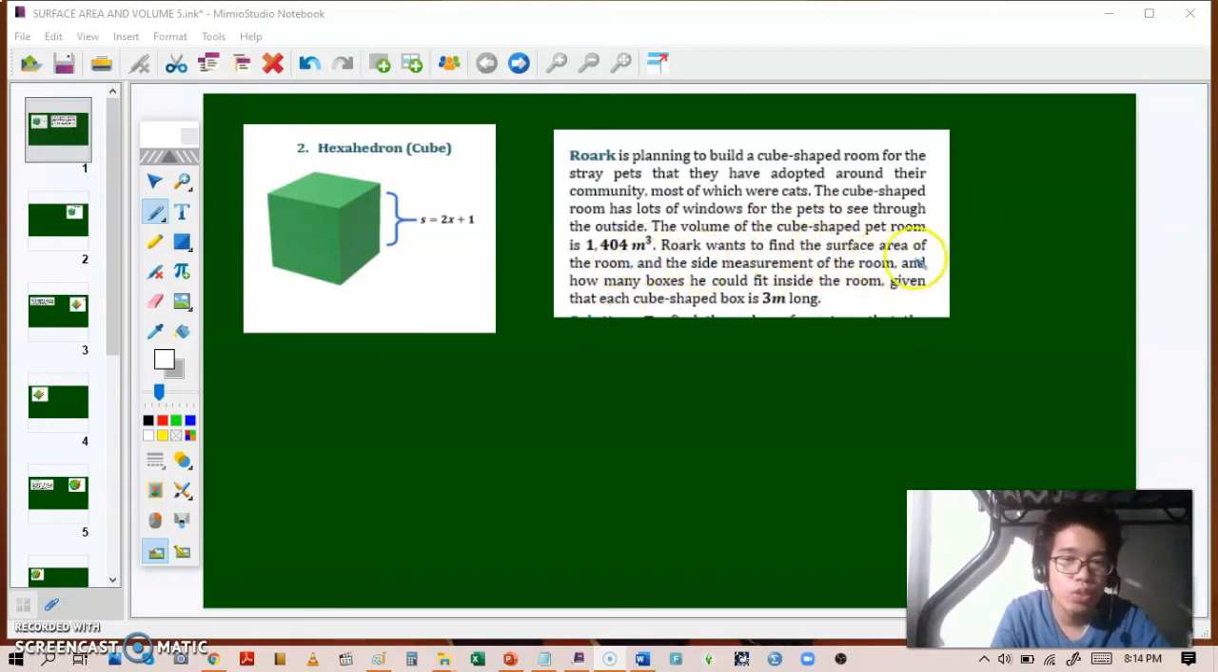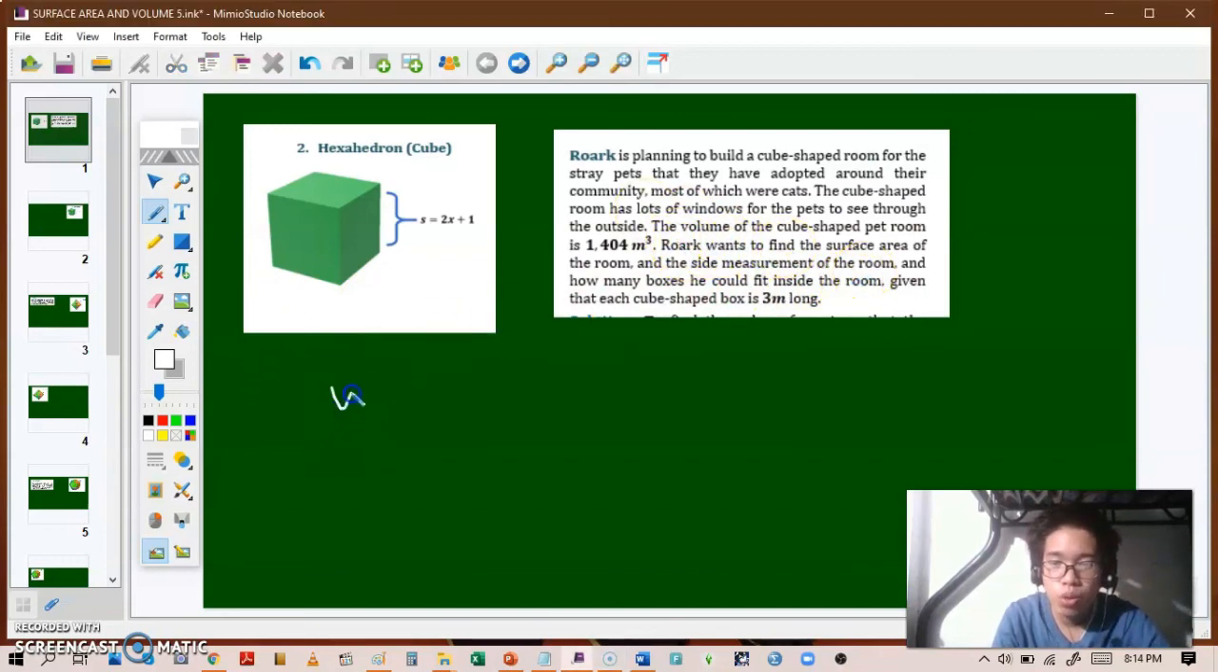And Roark wants to find the surface area of the room, the side measurement of the room, and how many boxes he could fit inside of the room given that each cube-shaped box is 3 meters long. So he wants to find 3 things. The first one is the surface area. Now we're given here the volume, and we all know that the volume of a cube is s cubed. And we're given the value of s, which is 2x plus 1. So we just simply cube that, 2x plus 1. And we're also given the volume of the cube, which is 1,404.